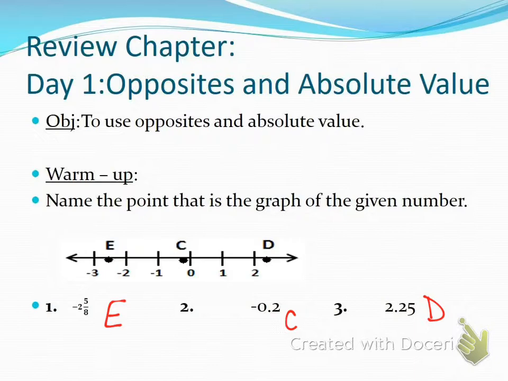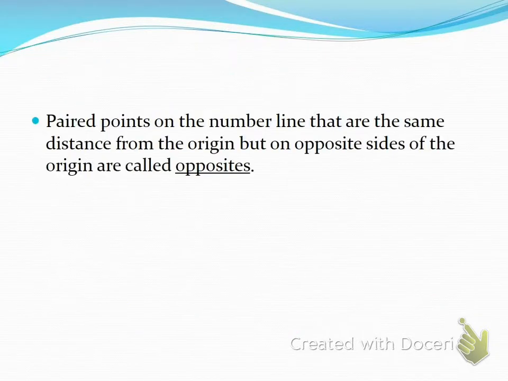Remember that a number line should always have 0 on it somewhere. Negative numbers count backwards or to the left from 0. Our positive numbers count forward or to the right from 0. Paired points on the number line that are the same distance from the origin but on opposite sides of the origin are called opposites.